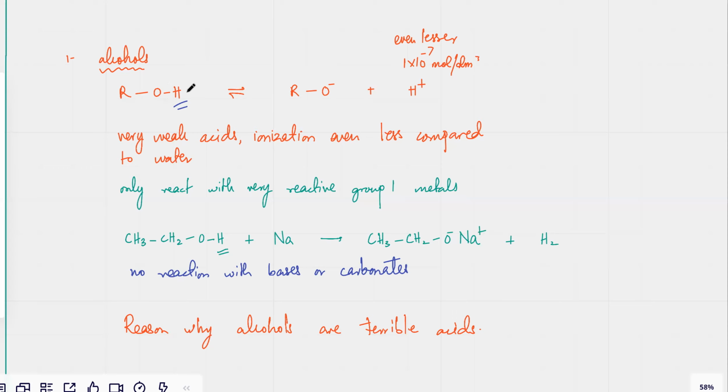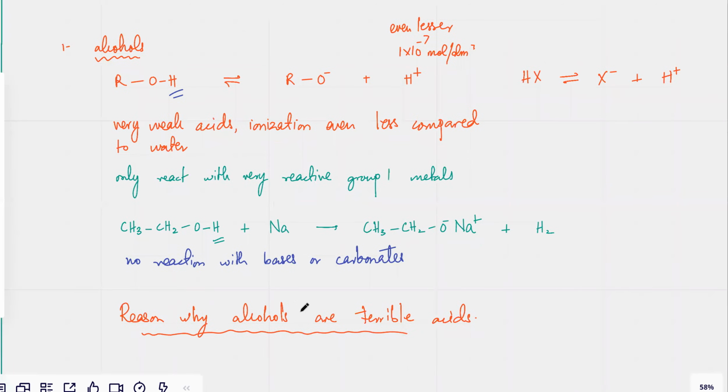Alcohols have an OH, and that H dissociates. So it's the same dissociation equation: HX dissociating to produce X minus 1 and releasing an H plus 1 ion. So the question is, what is the reason why alcohols are such bad acids? Why don't they dissociate easily?